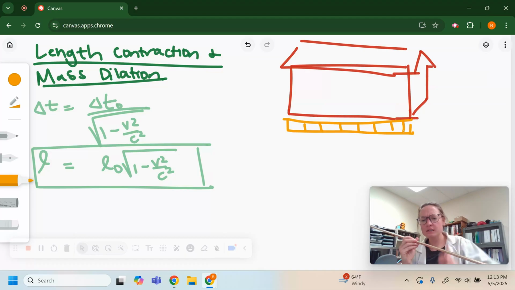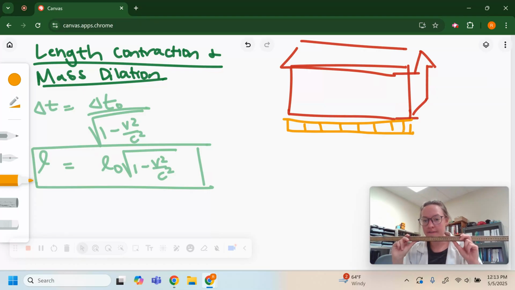And I would say the barn is moving backwards, and so I see the length of the barn contract. So I would say not only does my ladder not fit, the barn got smaller. So the ends of my ladder are sticking out of the sides of the barn.